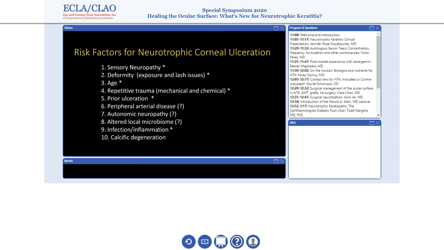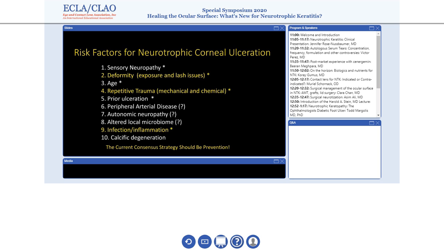Well, look at the risk factors for neurotrophic corneal ulceration. And I've starred the ones that are similar. Sensory neuropathy, deformity, which means exposure and lash issues. Age, the older patients have more trouble. Repetitive trauma, prior ulceration. I suspect some of these eyes have anterior ischemic disease, especially those post-zoster. I suspect some of them have autonomic neuropathy and altered microbiome, but we don't know that yet. Infection and inflammation. And the one thing that's not on the diabetic foot list is calcific degeneration.